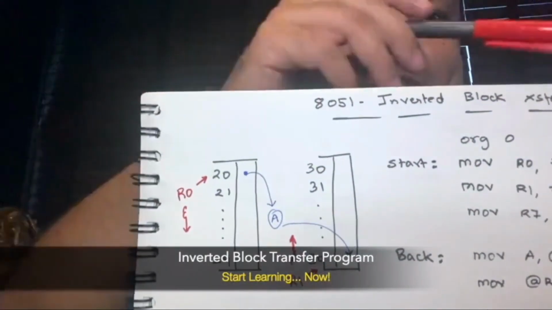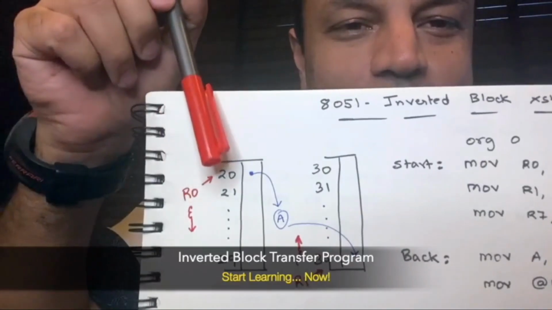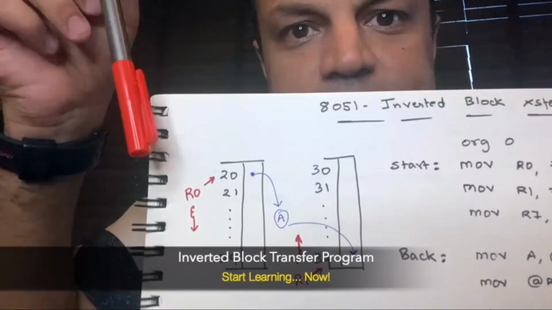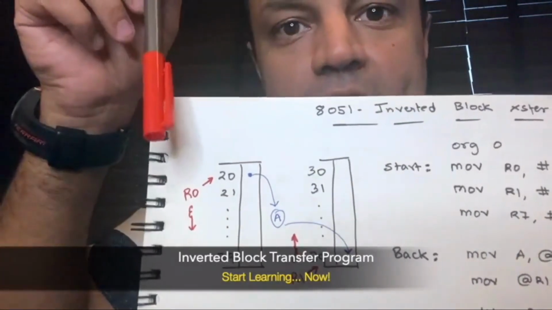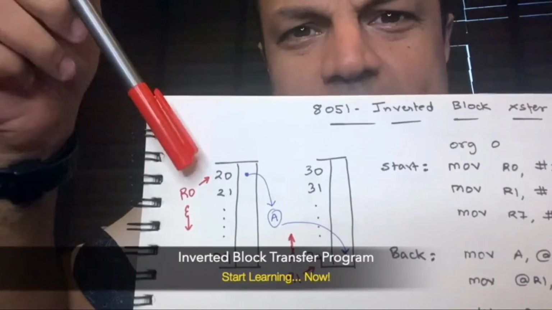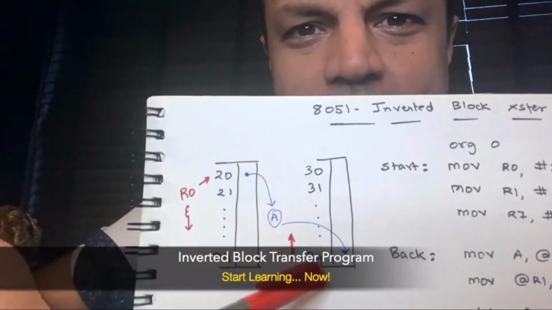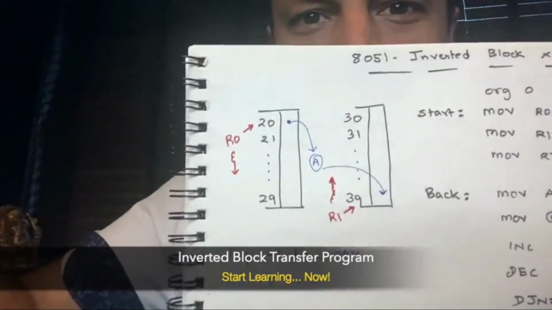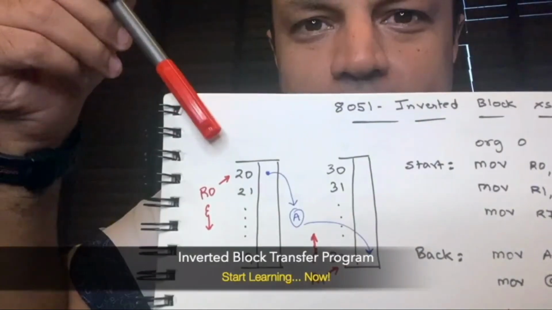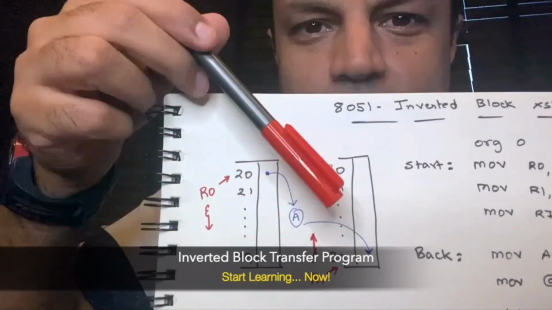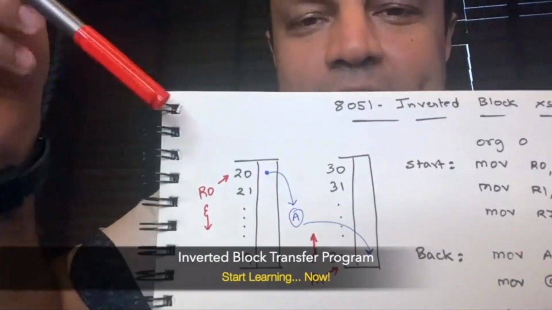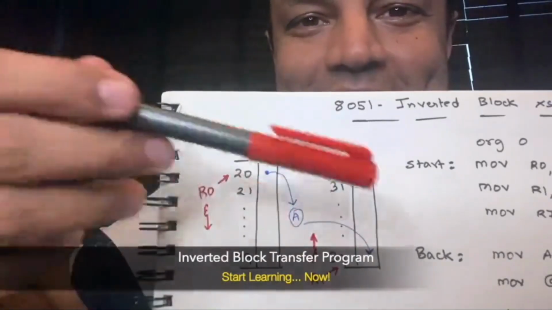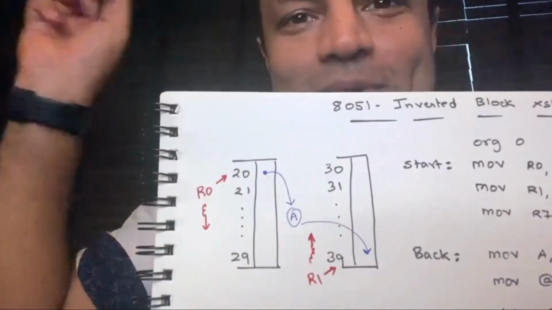First tell me in English, then we'll code it. Initialize R0 with 20. Good. Come on, speak up. People around you should know that you're studying, and you should be happy that you are understanding what you're doing. Initialize R0 with the value 20. Initialize R1 with the value 39. Initialize R7 with the value 0A. That's your count of 10. Take the data pointed by R0 into A, correct? Store it at the location pointed by R1. Increment R0. Decrement R1. Decrement R7 and put this in the loop till the time R7 becomes 0.